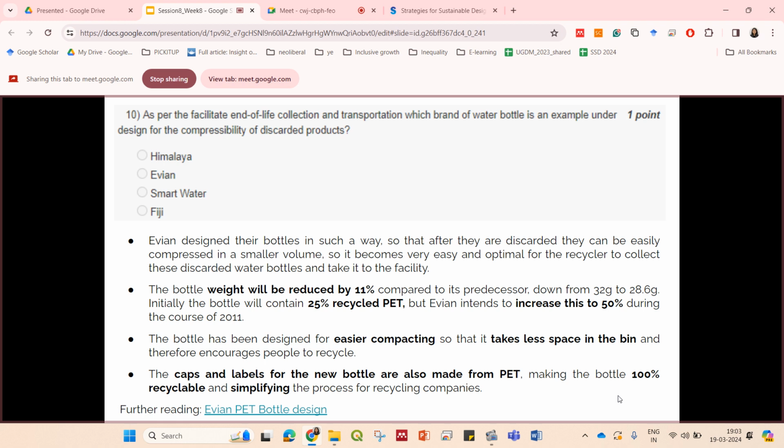The company decided that they will reduce the weight of the bottle by 11% compared to its earlier design, and the bottle will contain 25% recycled PET instead of using PET raw material. The company decided that 25% of the material they are using would be recycled, not raw material straight from natural resources. And again, they decided that they'll increase this ratio to 50% during their course of production.